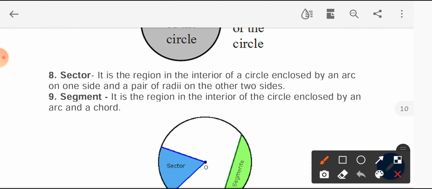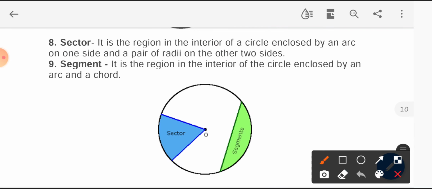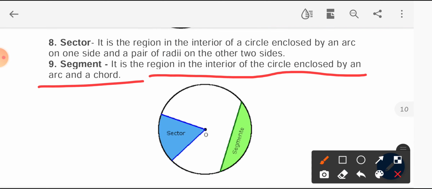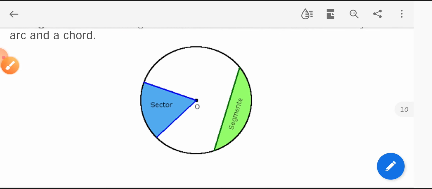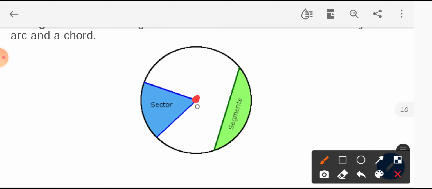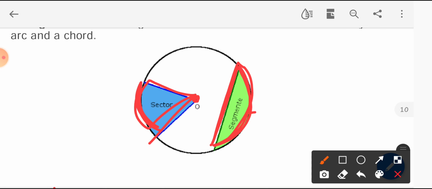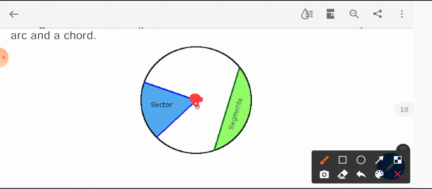Then sector means a region in the interior of a circle enclosed by an arc on one side and a pair of radii on the other two sides. And segment is a region in the interior of a circle enclosed by an arc and a chord. So see in this figure, what is a sector, which is joined through its center with an arc. So this is known as sector. But segment means which is covered by an arc and a chord. जो chord और उसके arc से join रहता है उसे हम segment बोलते हैं. But sector means which is joined through its center with an arc. जो center से connect है उसके arc से. So that is known as sector.